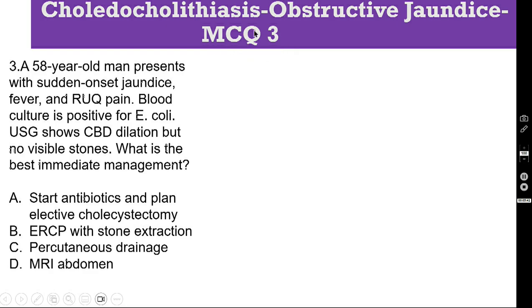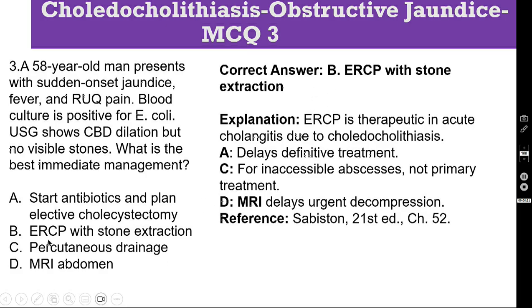Coming to MCQ 3: a 58-year-old man presents with sudden onset of jaundice, fever, and right upper quadrant pain. Blood culture is positive for E. coli. USG shows CBD dilatation but no visible stones. What is the best immediate management? A. Start antibiotics and plan elective cholecystectomy. B. ERCP with stone extraction. C. Percutaneous drainage. D. MRI abdomen. Of course, the correct answer is B.